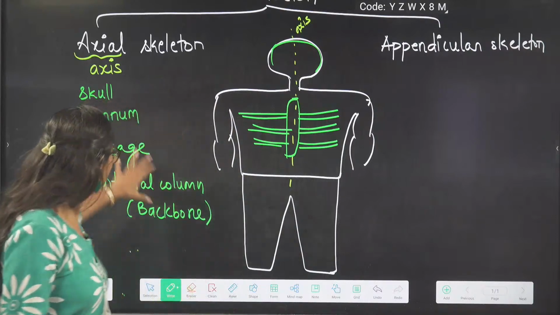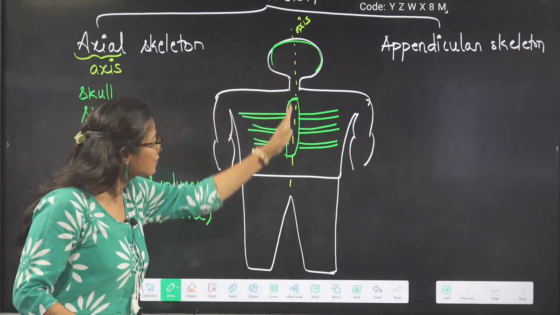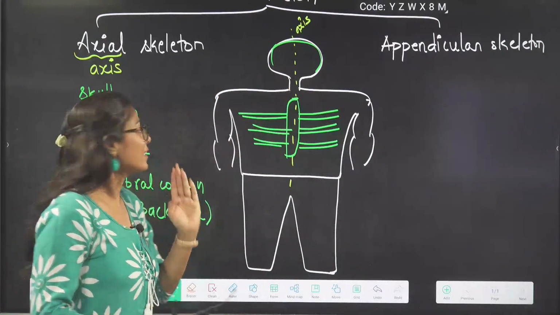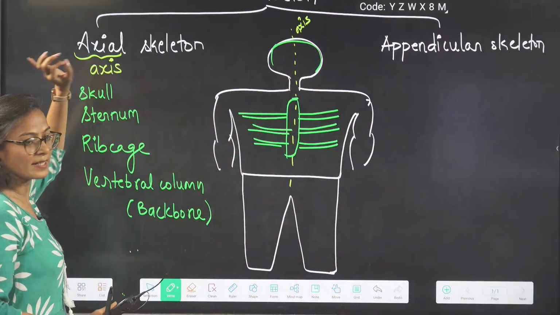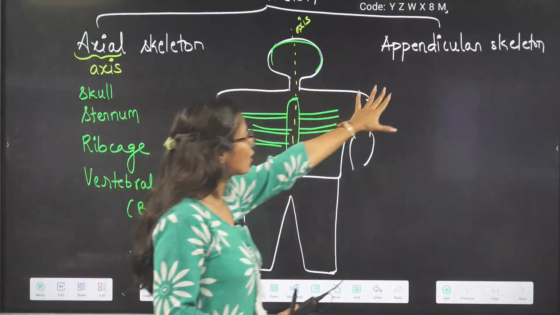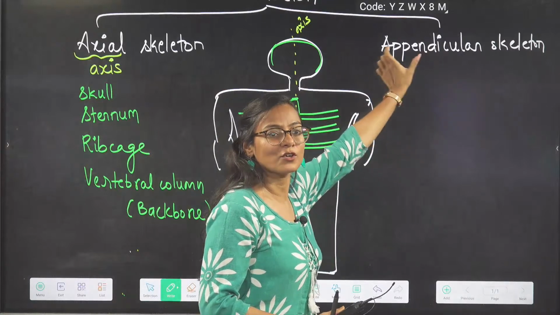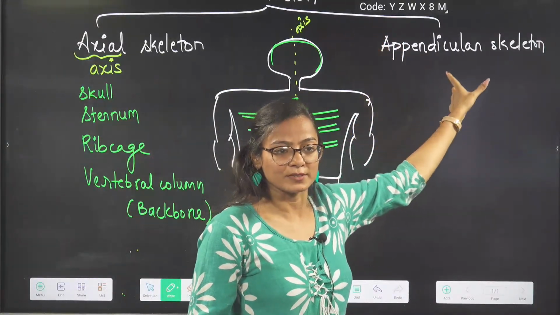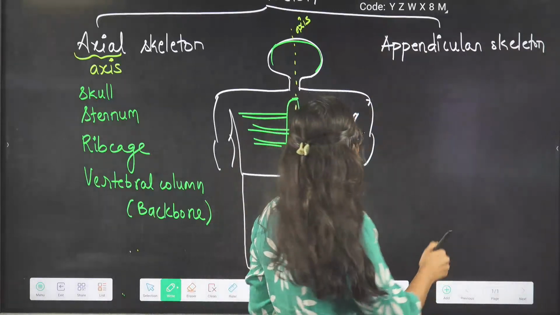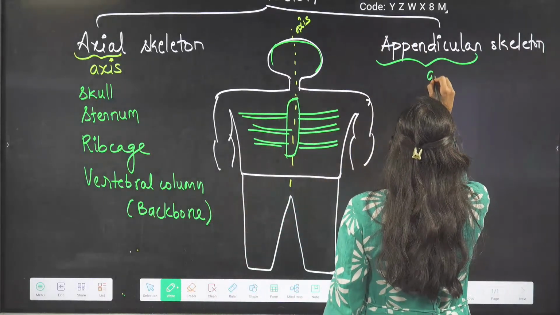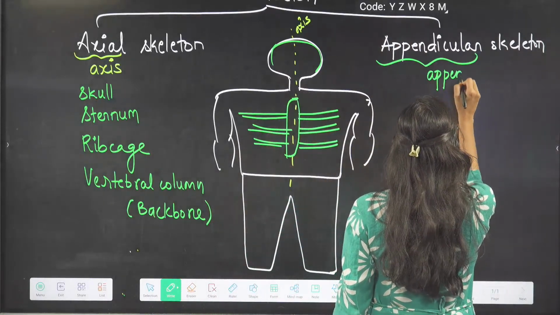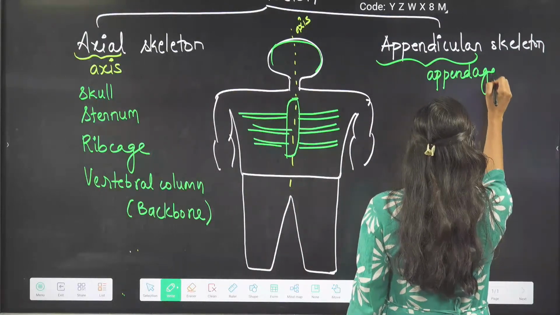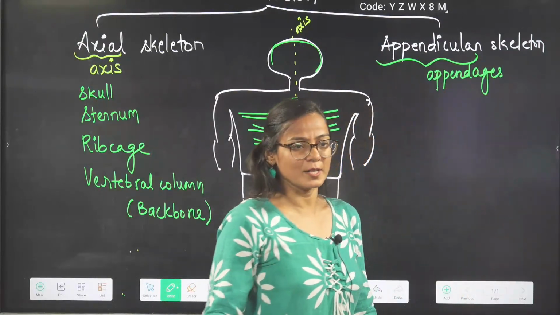So now these four are associated with the axis of the body, and that's why they form a part of the axial skeleton. Now let's talk about appendicular. Again, I want all of you to focus on the word appendicular. That means it is derived from a word called appendages. Heard of this word? Appendages. What are appendages?